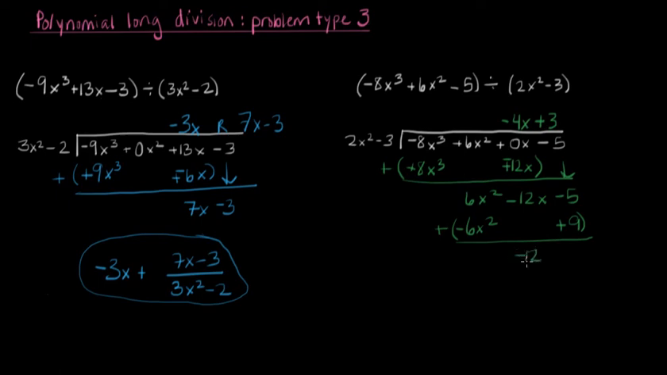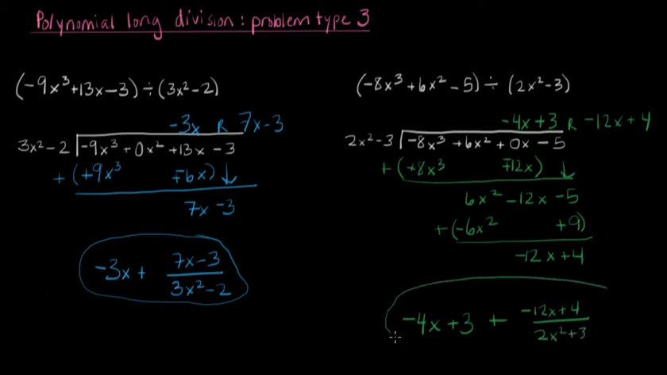Negative 12x plus 4 is my remainder. So my remainder is negative 12x plus 4, or we can write it as negative 4x plus 3 plus negative 12x plus 4 over 2x squared minus 3. And that's it. So that is polynomial long division.